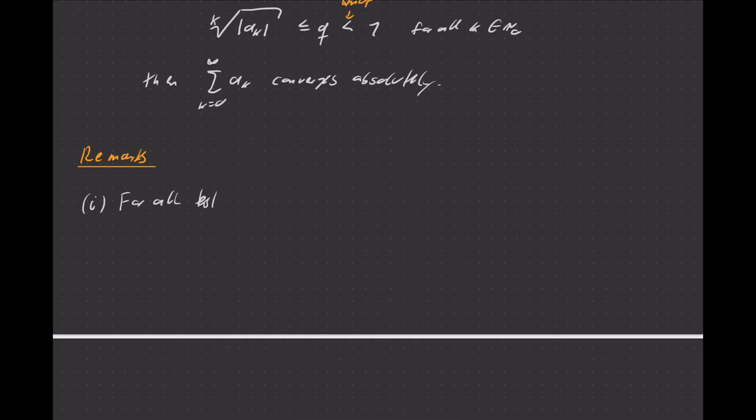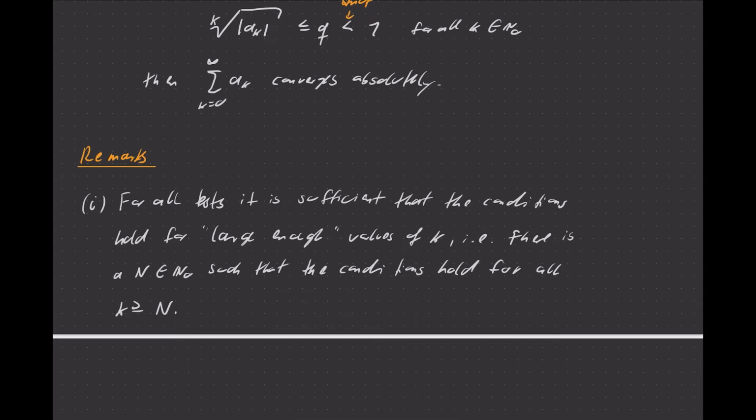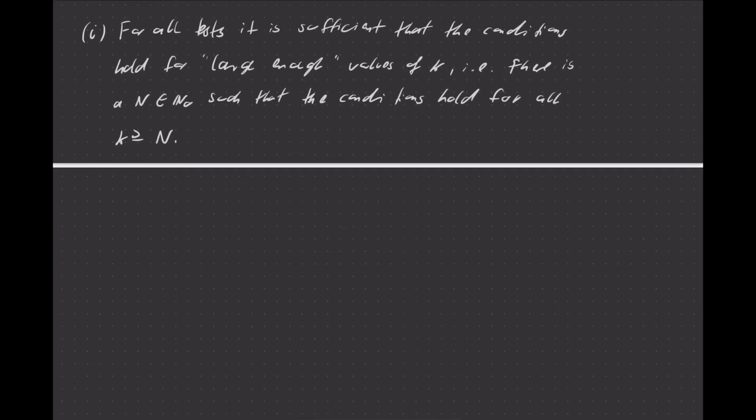So, for all tests, it is sufficient that the conditions hold for large enough values of k, meaning there is an N in N0 such that the conditions hold for all k greater or equal to capital N. That's the precise formulation here. In other words, small k's don't matter. You only have to care about large enough k's, if that helps in any way.